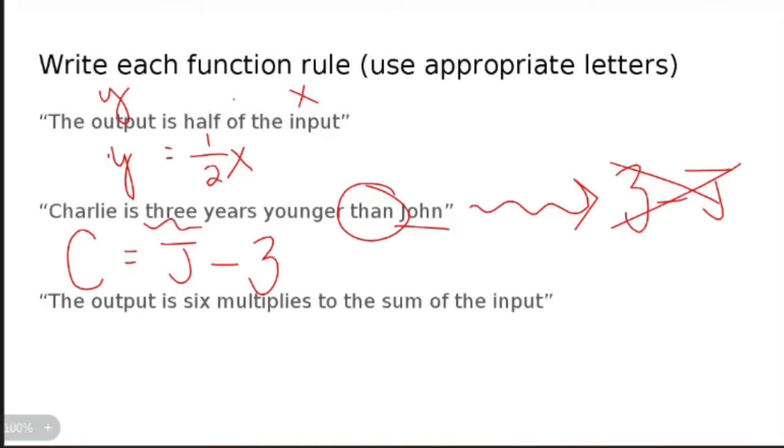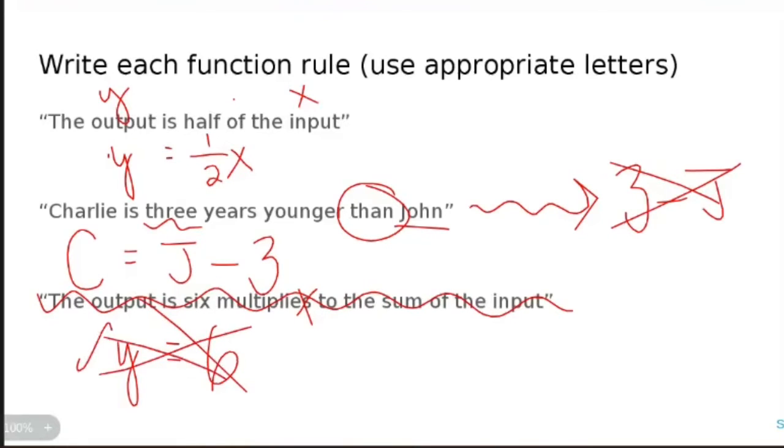There you go. The output is 6 multiplied, bad job by me, to the sum. Yeah, this is a big typo. I don't know what I was doing here. Big typo. All right, next problem.